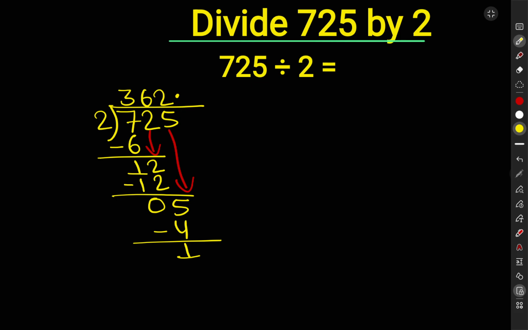So we take here decimal so that we put 0. So it is 10 and 2 times 5 is 10. On subtracting we get 0. So 725 divided by 2 is 362 decimal 5.